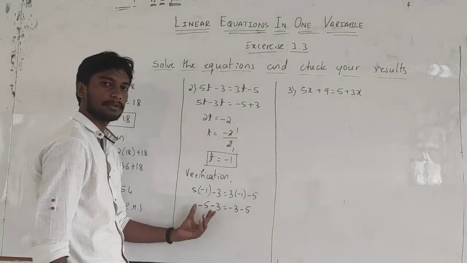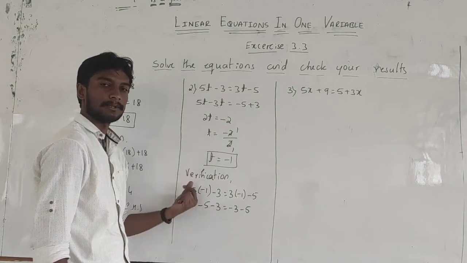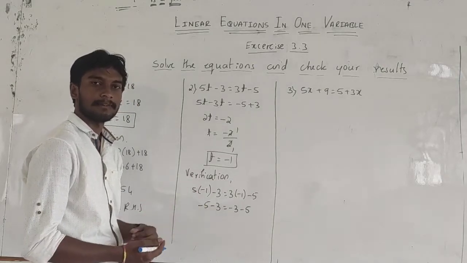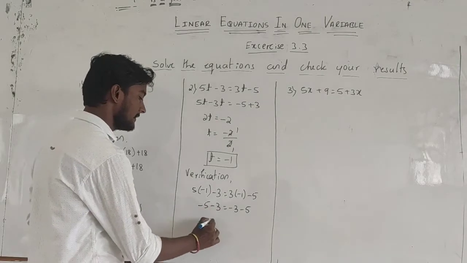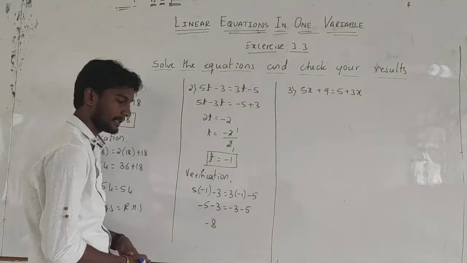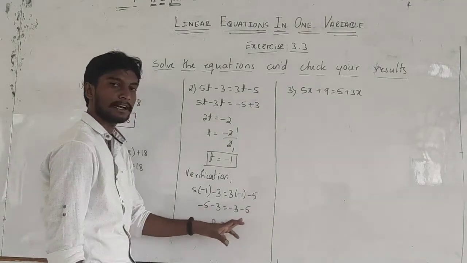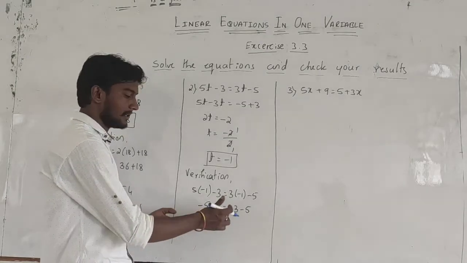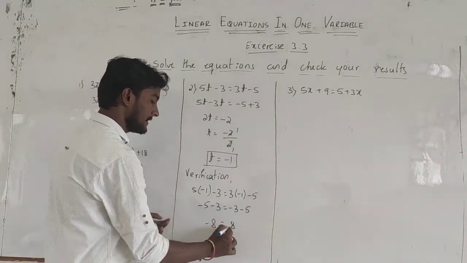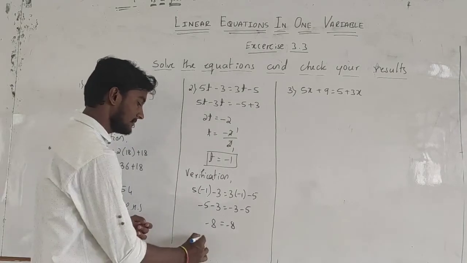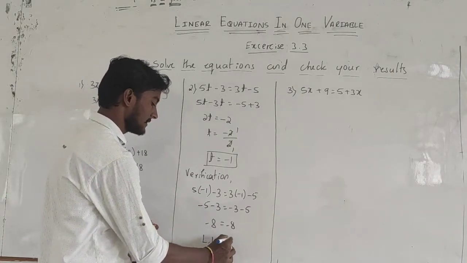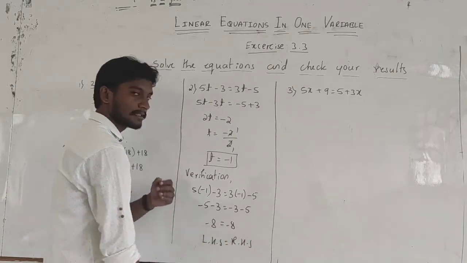Minus 5 minus 3, both are having like signs. If both are having like signs, you have to add them and put the bigger number sign. 5 plus 3 is 8, bigger number sign is minus. Here also both are having like signs, the same signs, add them. 3 plus 5 is 8, bigger number sign is minus. It means LHS is equal to RHS.